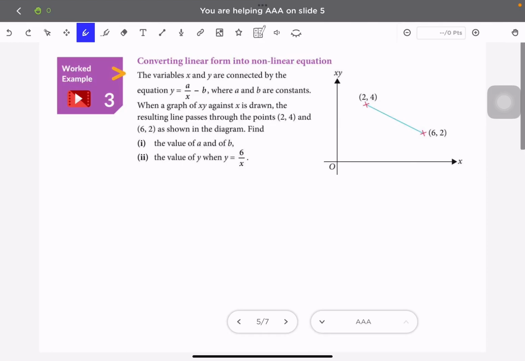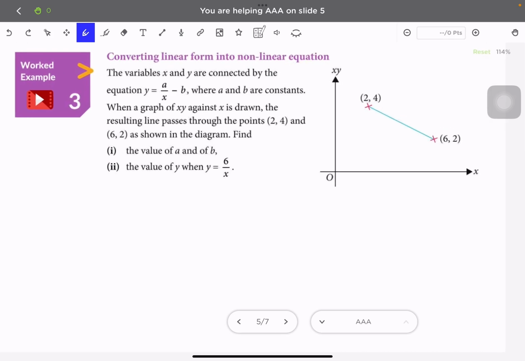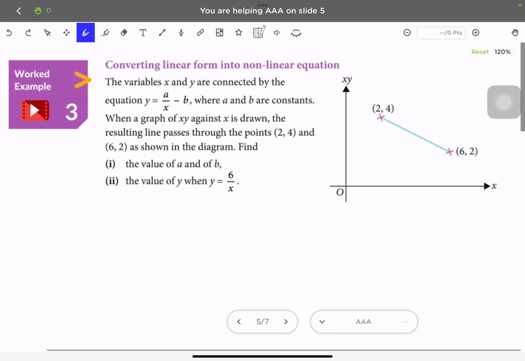Okay, I'm now going to go through example 3. This one, actually the example is inside the textbook, but I want you to look at how it is being done when I explain. So the variables x and y are connected by this equation, the equation that we are given, where a and b are constants.